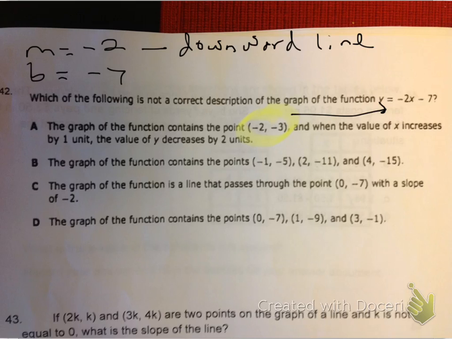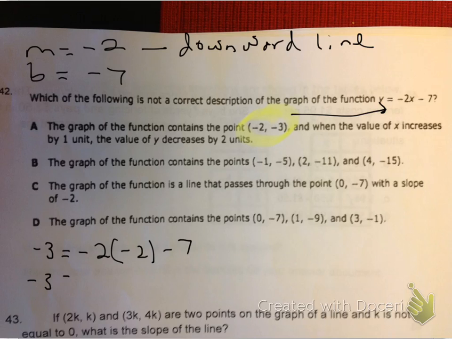Because it says the graph of the function contains a point. Well, if the function contains that point, then it needs to work in this equation. So let's see what happens. So my y value is negative 3. That should equal negative 2 times my x value, which is negative 2, minus 7. So let's see if that works.